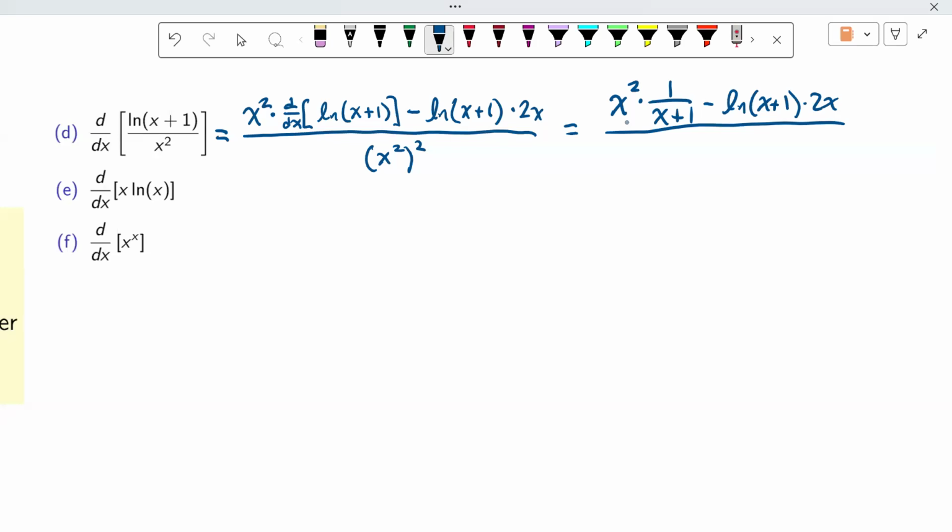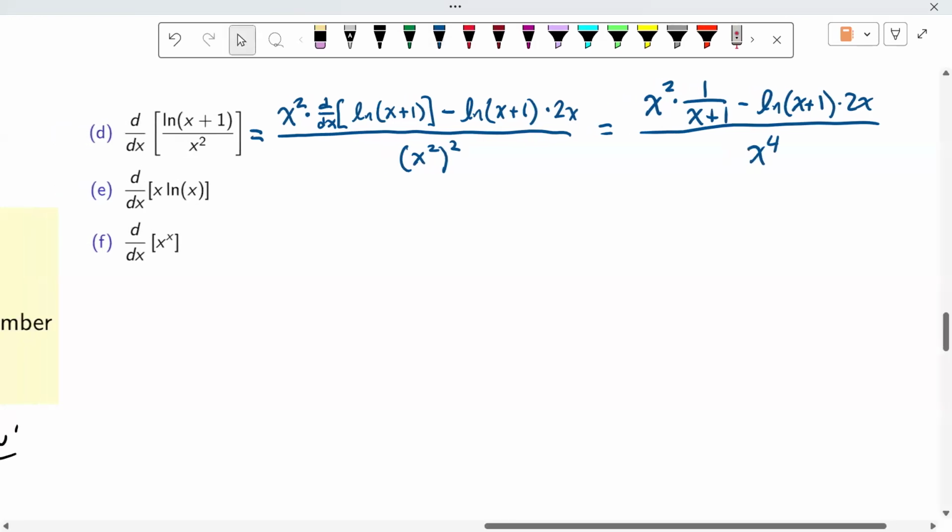All right, that x squared, that's awkward. That's x to the fourth. Okay. So that's that one.